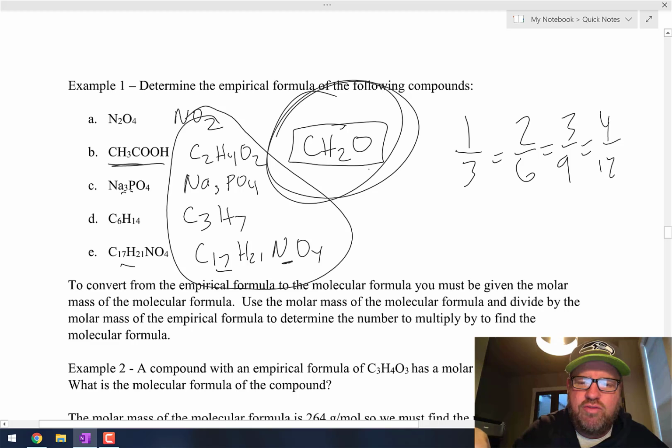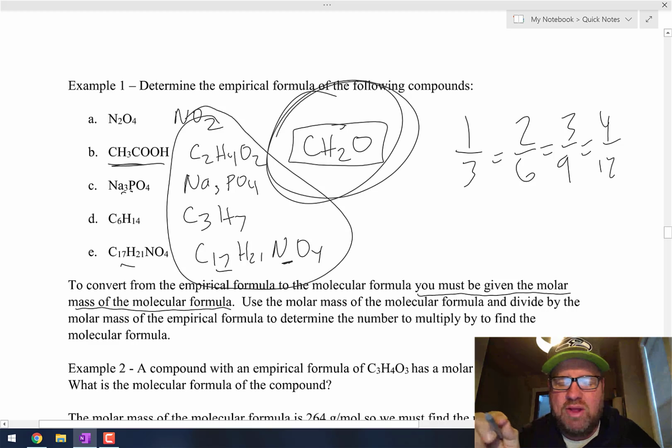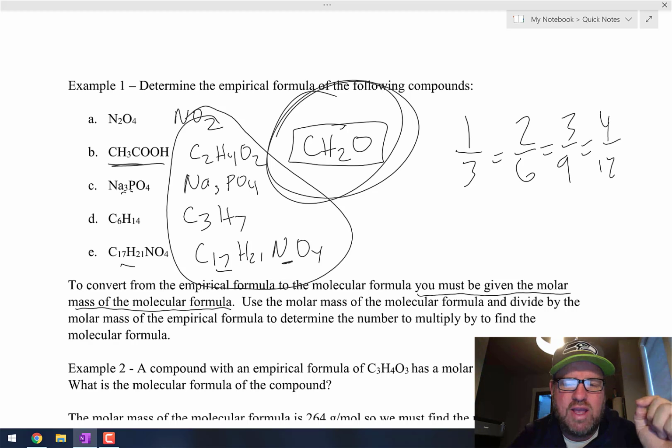What's the molecular formula? They have to give you something else, okay? And the something else they have to give you is the molar mass of the molecular formula. If they give you that, then you can go from the empirical formula back to the molecular formula. And let me show you how you do that, okay?